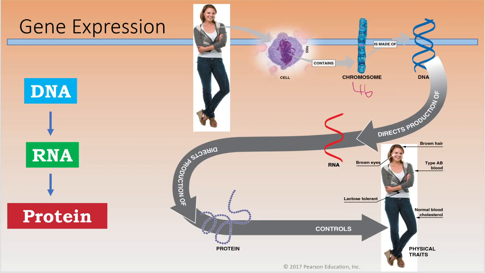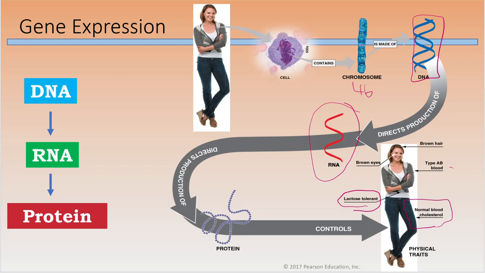When you're going to make a protein, in this case, all of these different proteins that make her up. She has brown hair, she has brown eyes, she has type AB blood, she is lactose tolerant, she has normal blood cholesterol. All of these are different proteins that are coded on genes within the DNA. Those genes need to be converted into an mRNA strand.